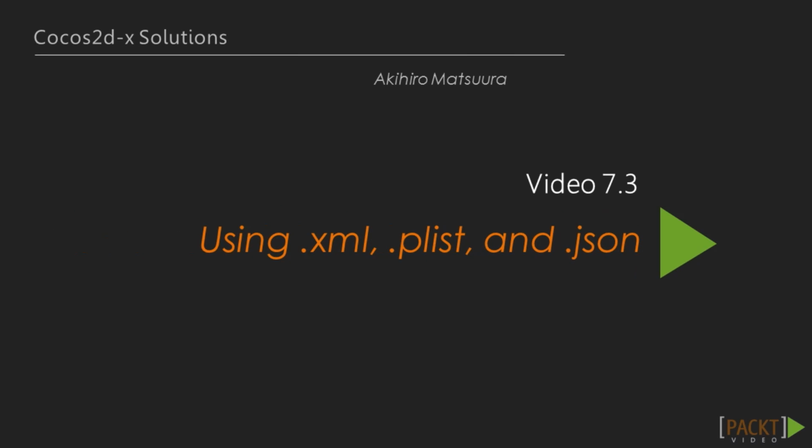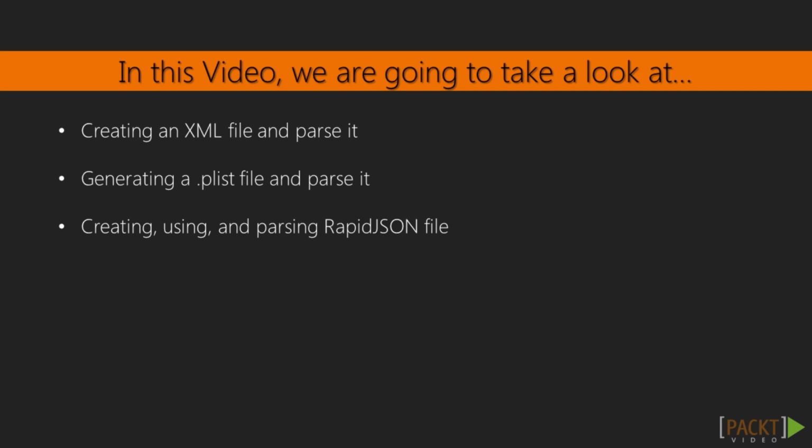In the previous video, we looked at how to use SQLite. In this video, we're going to take a look at how to use .xml, .plist, and .json files. We will start with creating and parsing .xml files, and we will continue to do the same with .plist and .json files. This video will help us to learn how to use .xml, .plist, and .json files.